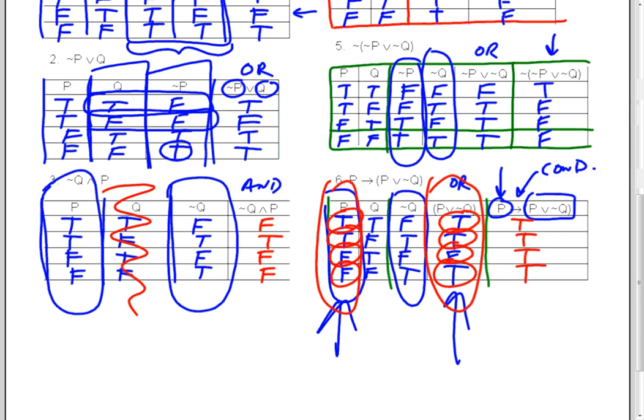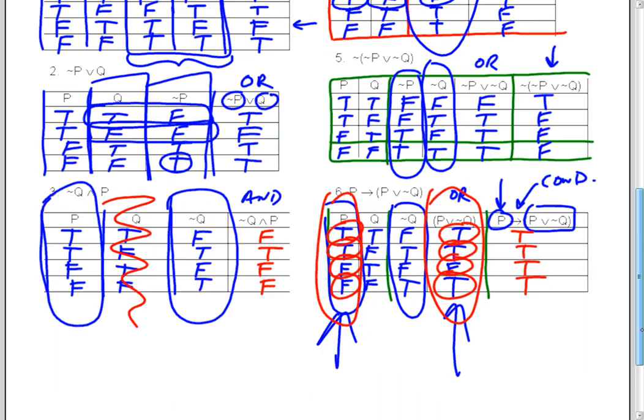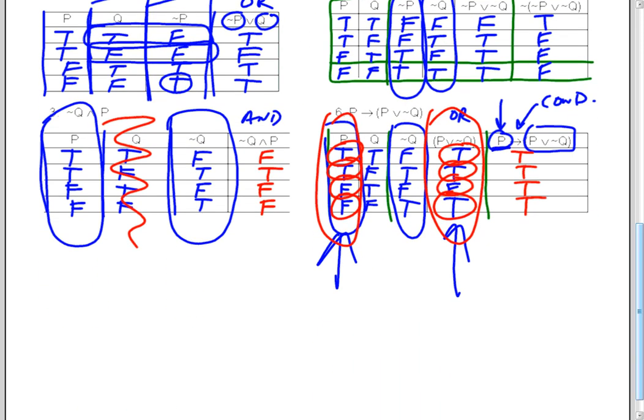Can you go over it? Sure. Remember we said up here that the only way you get a false is a true followed by a false. And if I'm looking at this and this for my columns, I never get a true leading to a false. So they're all true.